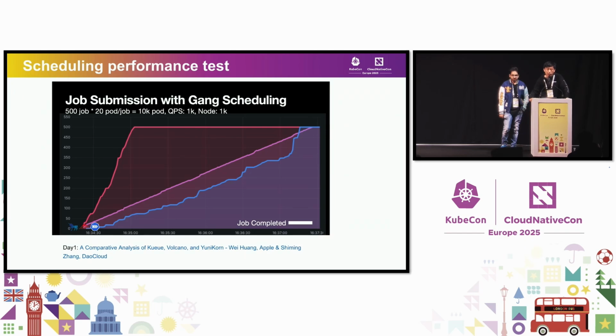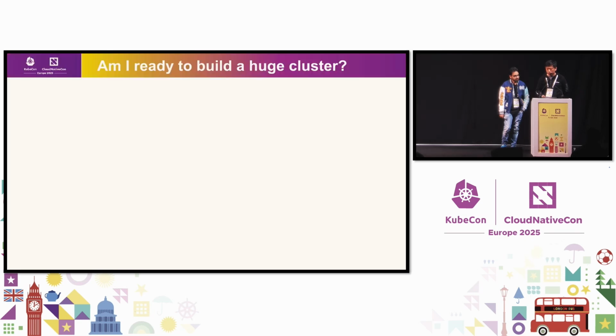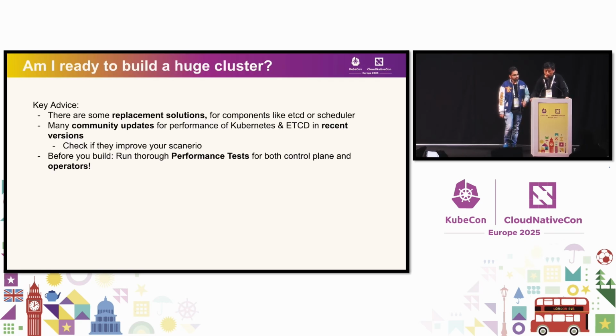At first, KWOK is used in scheduling performance tests. Yesterday, there was a talk about this. So you can check if your scheduler works well on a large cluster. And also, KWOK is used in some UI-related projects like Headlamp. Also, you can use KWOK to mock some nodes and some status. And also, you can test your control plane. So the key takeaway here is the replacement solutions and the community updates, and also you need to do the performance test before.